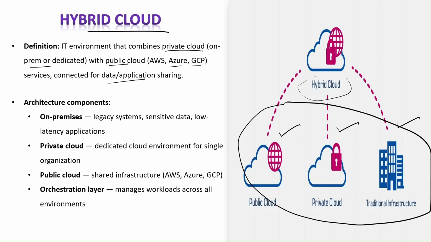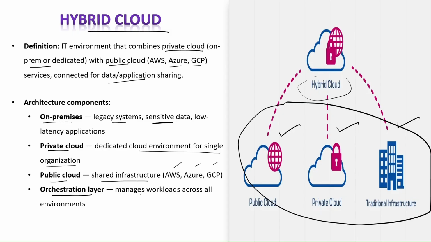So some architecture components of the hybrid cloud include the on-premises system, which are legacy systems that may include sensitive data, and some applications that may require low latency, that's why they may be kept on-prem. Private cloud is a dedicated cloud environment for a single organization, such as some government agencies or some government department. Public cloud is shared infrastructure that is shared among multiple customers, such as AWS, Azure, and GCP.